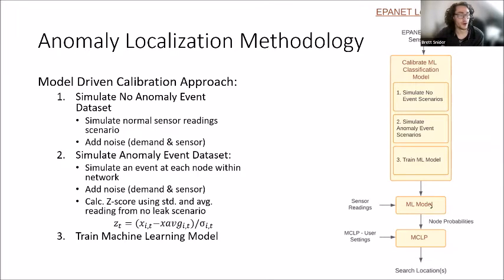The model, with new readings, then outputs the node probabilities, and then the maximum coverage location problem, with the user's defined settings, outputs the desired search locations. If they want 2 search areas or 3 search areas, or they want the radius to be a certain amount, that can be set.